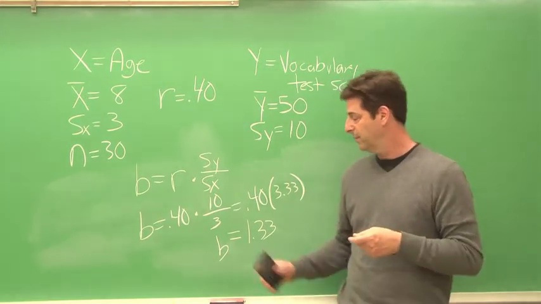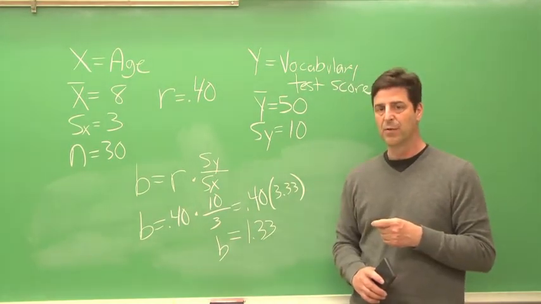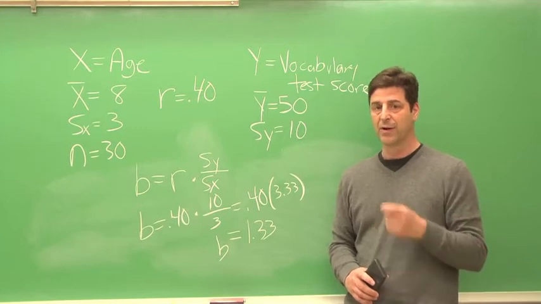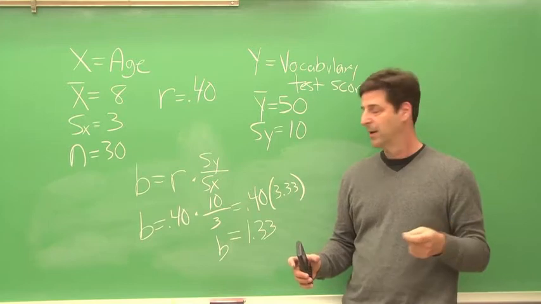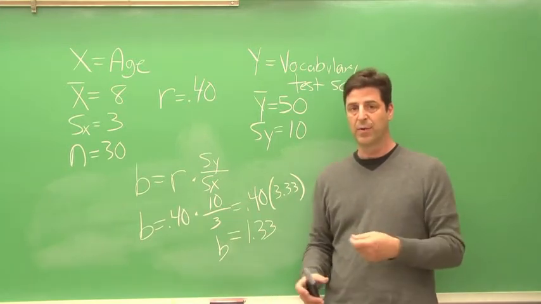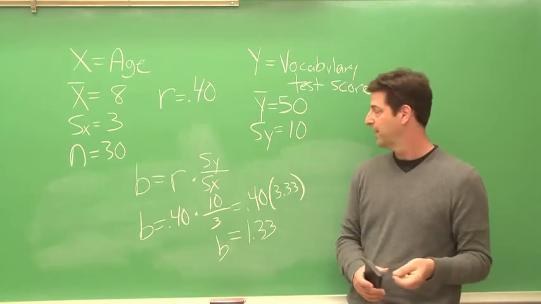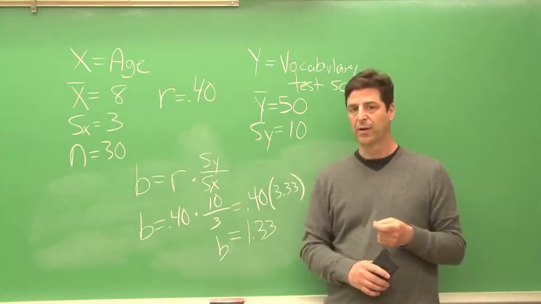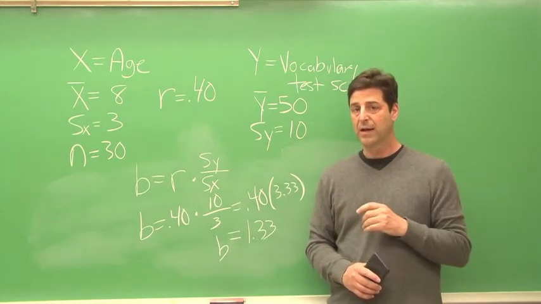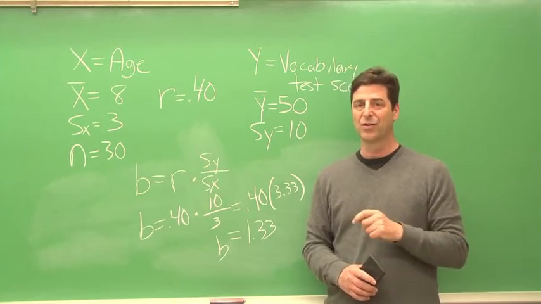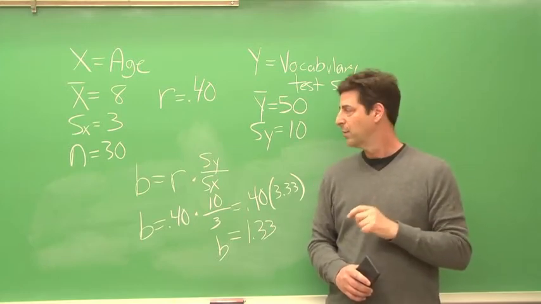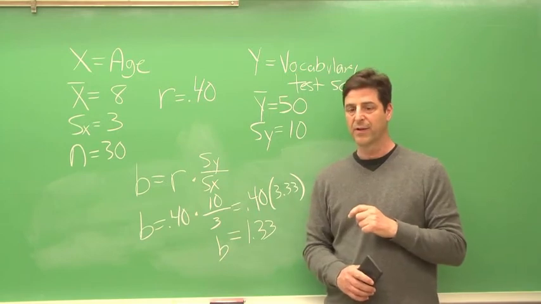So in this sample, that's what we would predict our increase in y to be for every increase of 1 unit in x. And it works the other way as well. For every decrease of 1 year, we would expect a decrease of 1.33 points in vocabulary test score. That's how you calculate and interpret a regression coefficient. Next, we'll take a look at how to calculate the intercept for this.